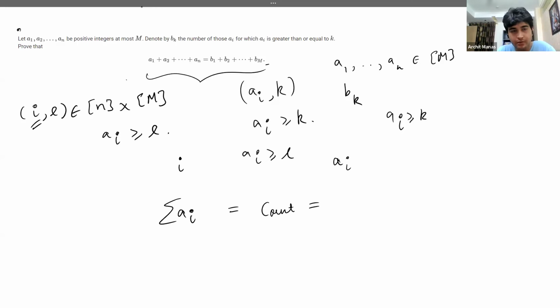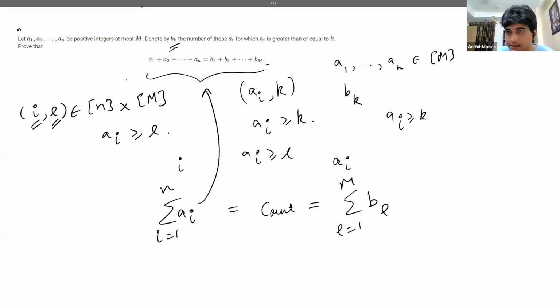And now we're going to count it by l. So by l, how many ai are there such that ai is at least l? Well, that's exactly bl, right? And so this is just this. And so you prove this. Is that clear to everyone?